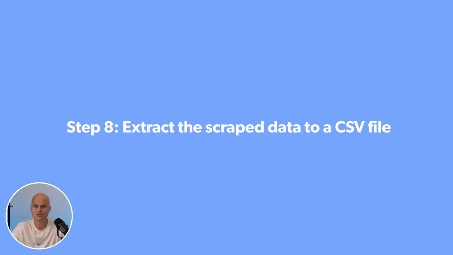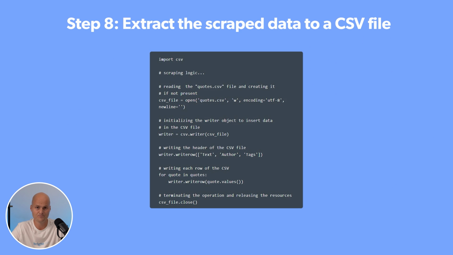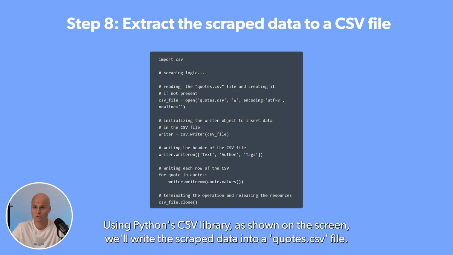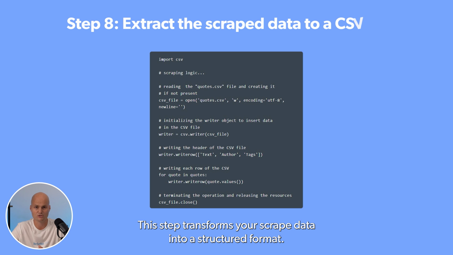Step 8, export the scraped data to a CSV file. Using the Python CSV library, as shown on the screen, we'll write the scraped data into a quotes.csv file. This step transforms your scraped data into a structured format.